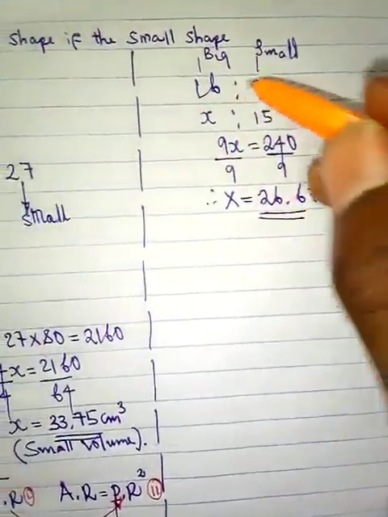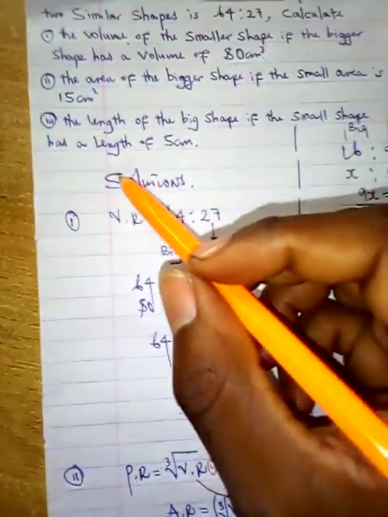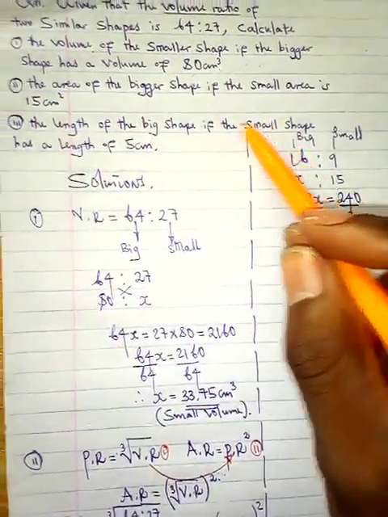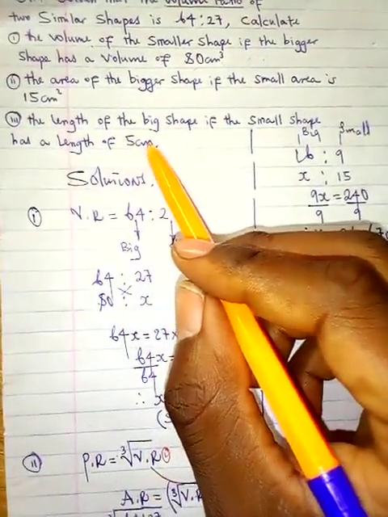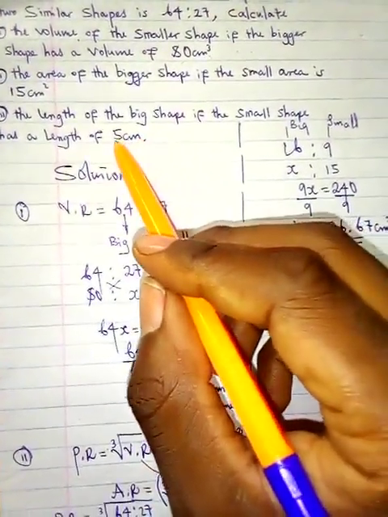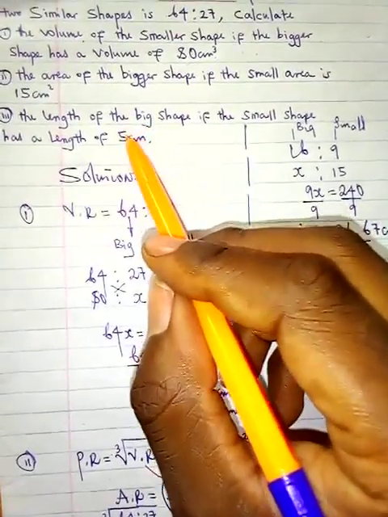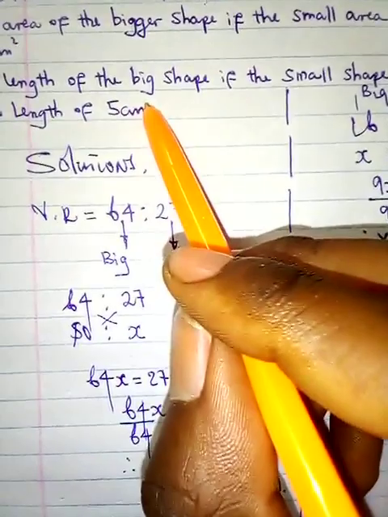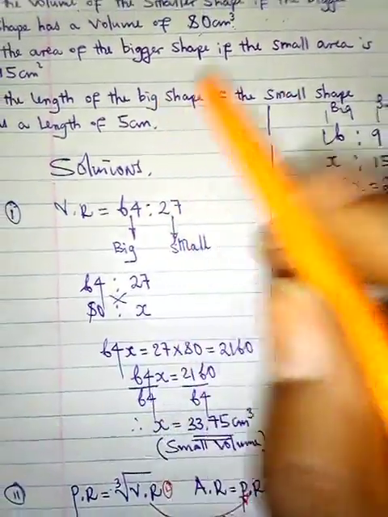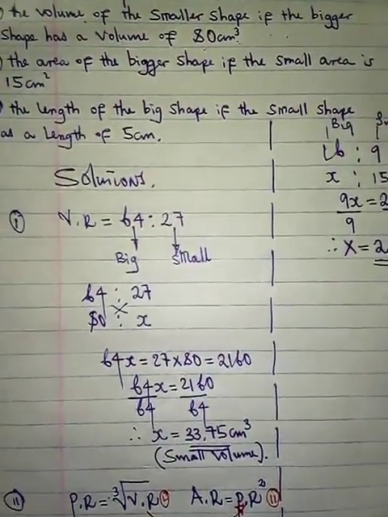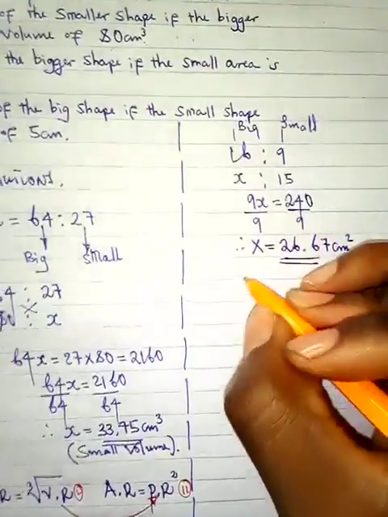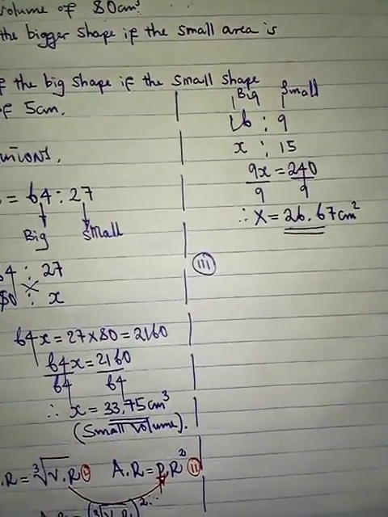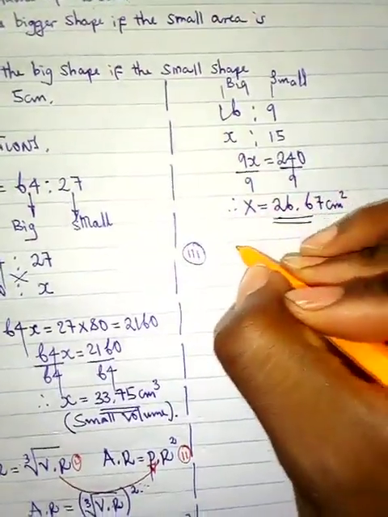So that's it for this problem. And then lastly, they're saying find the length of the big shape if the small shape has a length of 5 centimeters. There isn't centimeters squared or centimeters cubed. This is just centimeters to the power 1. So this is strictly pointing to the perimeter ratio. And the perimeter ratio is something that you had already found.